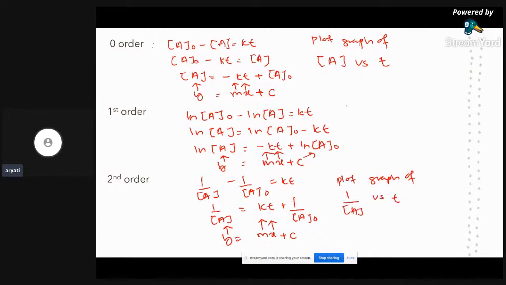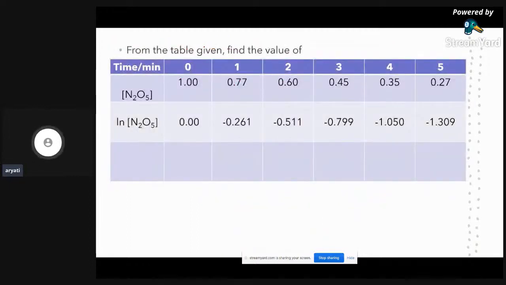So first order, you need to plot a graph of ln A versus time. Okay. So then, from the data given, so this is time, this is concentration. So then you need to find the value of ln concentration of N2O5, and also you need to find the value of 1 over concentration of N2O5.